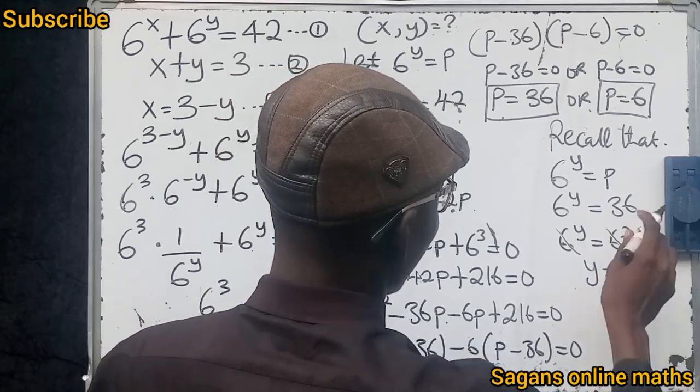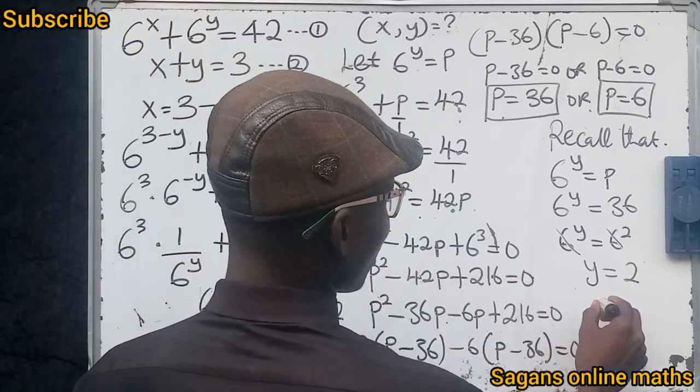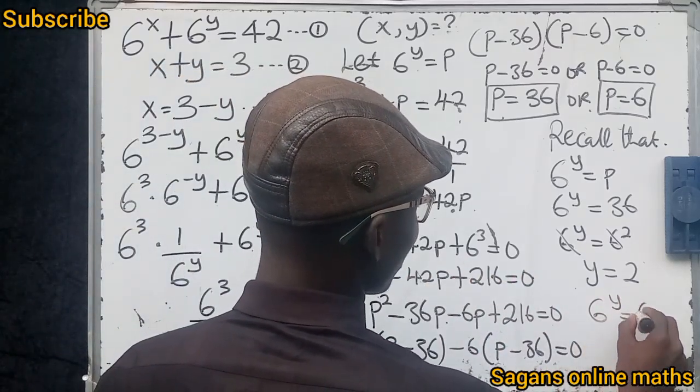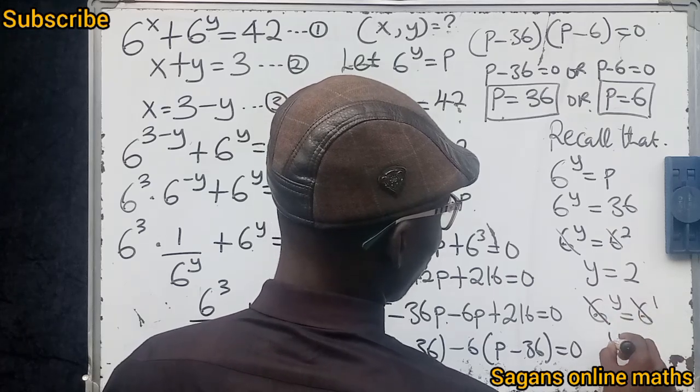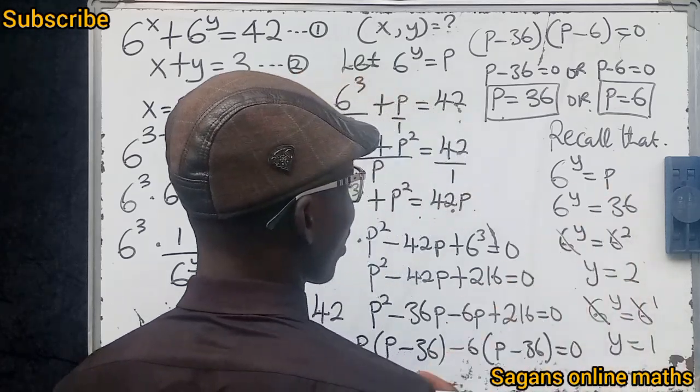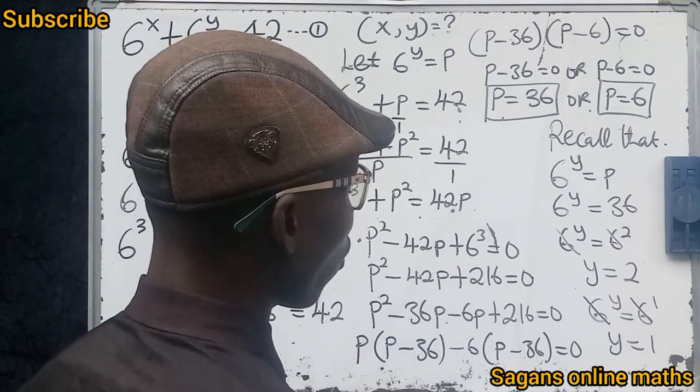And again, let's see when p is equal to 6. That means 6 raised to the power of y will be equal to 6, where the power here is 1. So let's equate the powers, since the bases are the same. That means y will also be equal to 1. So from here, our y is 2 and y is also 1.